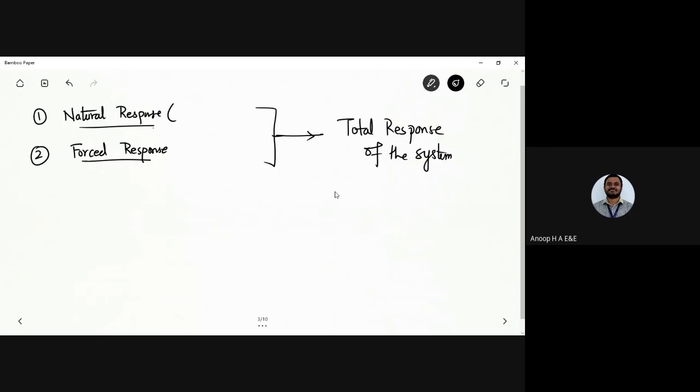Fine. So now I have the natural response and I have the forced response. The natural response of the system, I'm going to write as yn(t). Next you have the forced response of the system, yf(t). Once you have yn(t) and yf(t), you have the total response of the system.